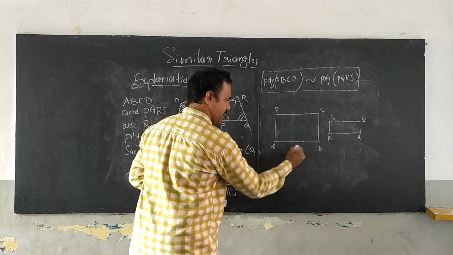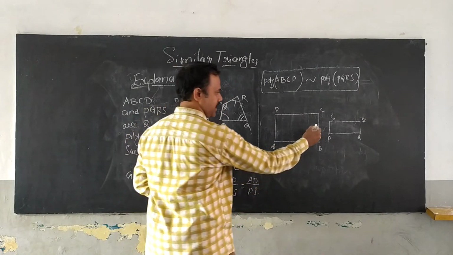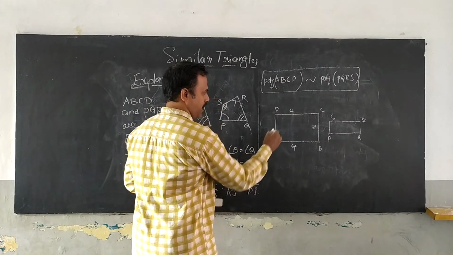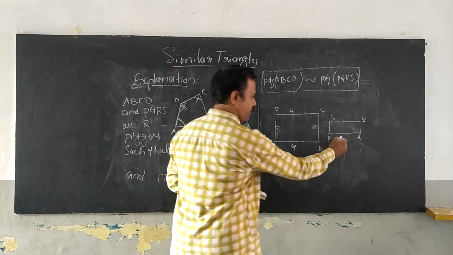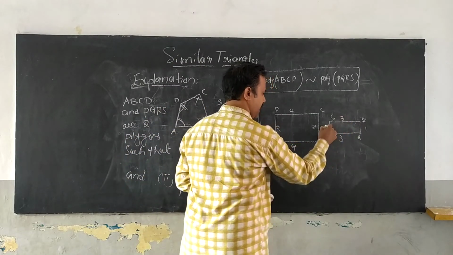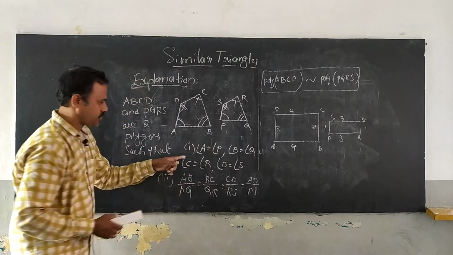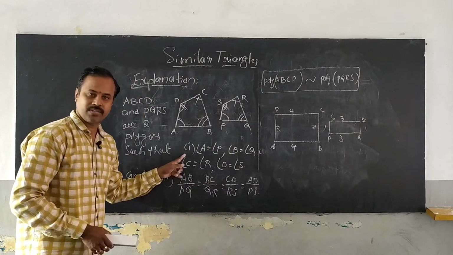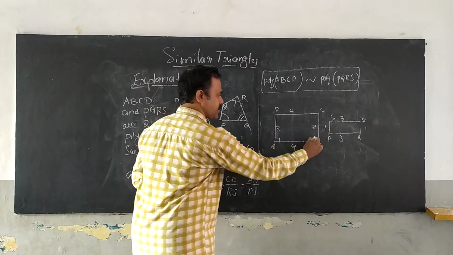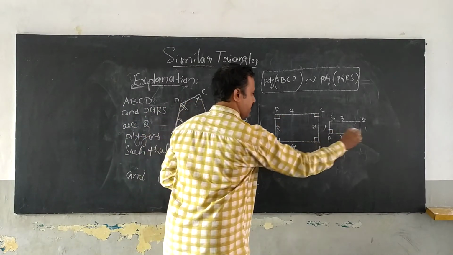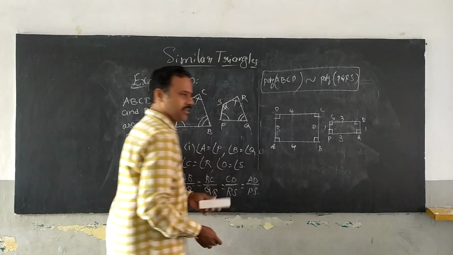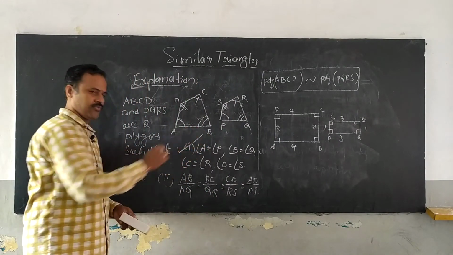Now AB, suppose I take 4, BC I take 2, and this is 4 and this is 2. But here I take 3 and 1, 3 and 1. Now I take the ratios of the corresponding sides. The first condition, the angles are equal, isn't it? So all angles are 90 degrees. Yes, of course, the rectangles have the first condition satisfied.